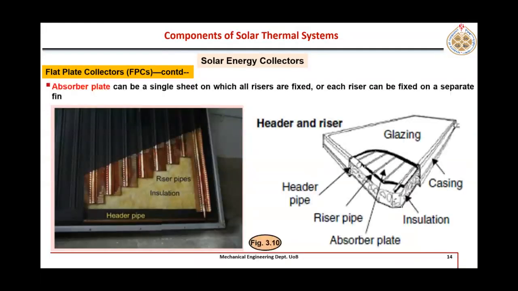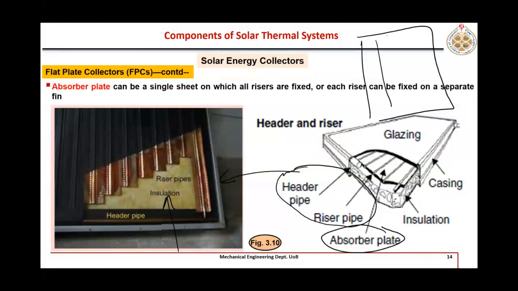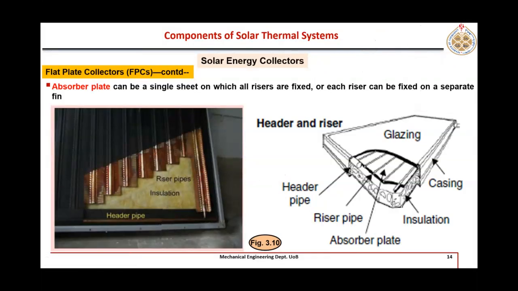Here you see the same header and riser. The actual typical picture is also shown. Now this absorber plate could be one single sheet and pipes are welded, or it could be, look here, small strips, and each strip has one pipe welded. So here are small strips of absorber sheet we can see, and at the bottom insulation is also shown here.